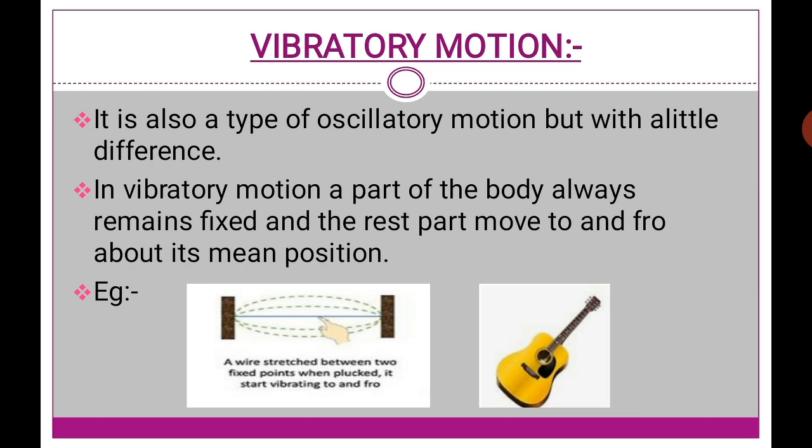Similarly, our vocal cord. When you place your hand on your vocal cord, which is in your throat, whenever you speak, you will feel the vibration. So that is an example of vibratory motion. So remember, in vibratory motion, a part of the body always remains fixed and the rest of the part moves. But in oscillatory motion, it is not like that. Only the fixed position is fixed and the whole body moves there.